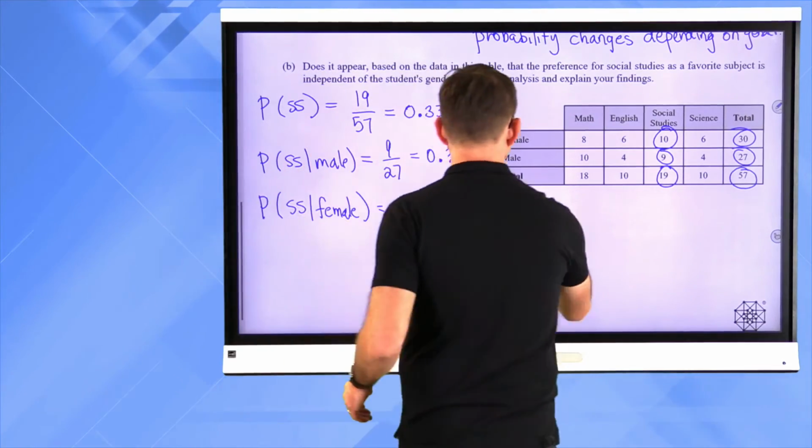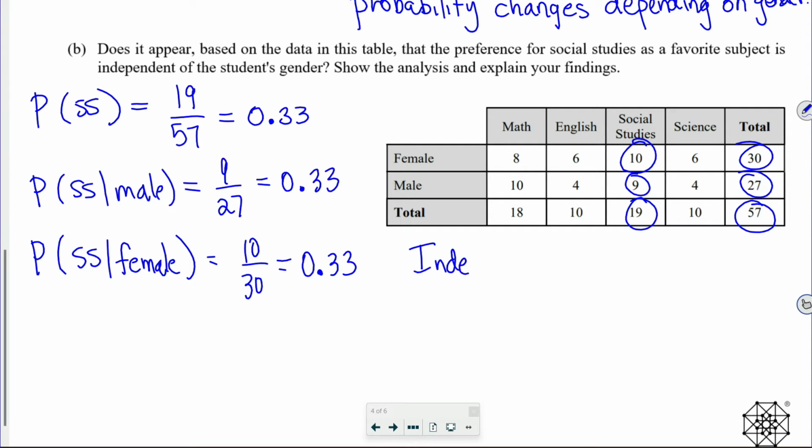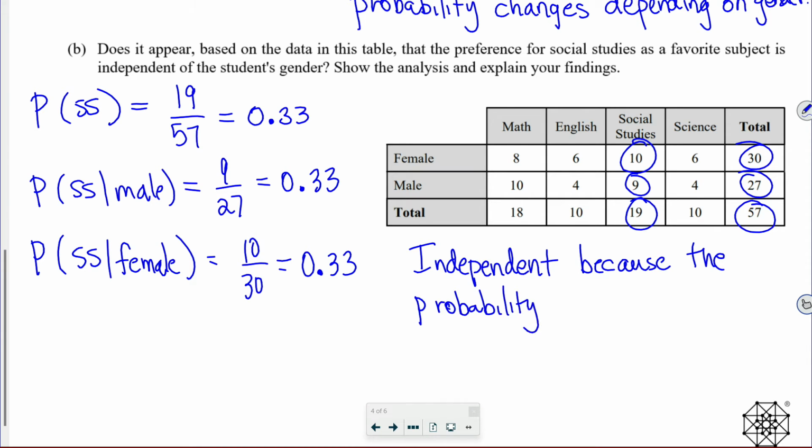So in this case, we'll say independent because the probability does not change with gender.